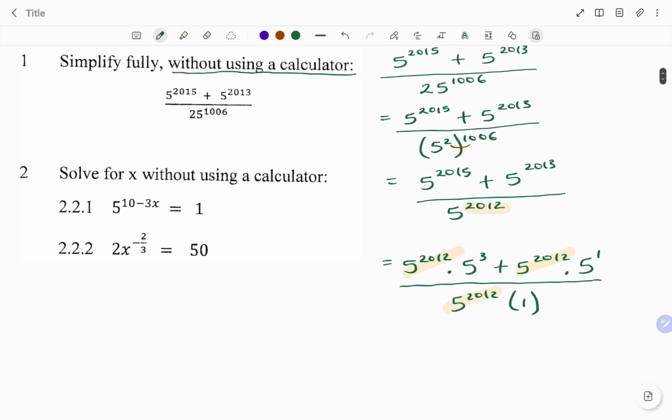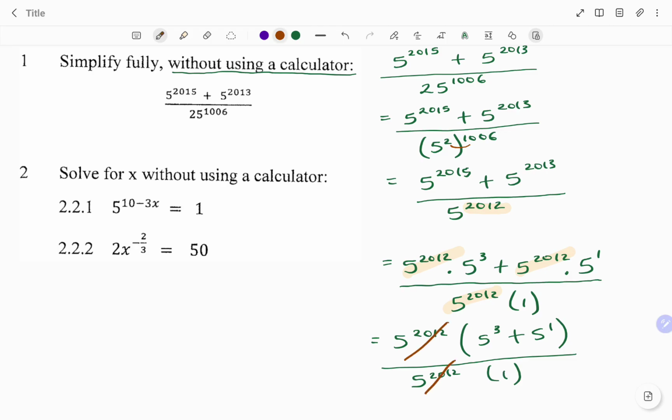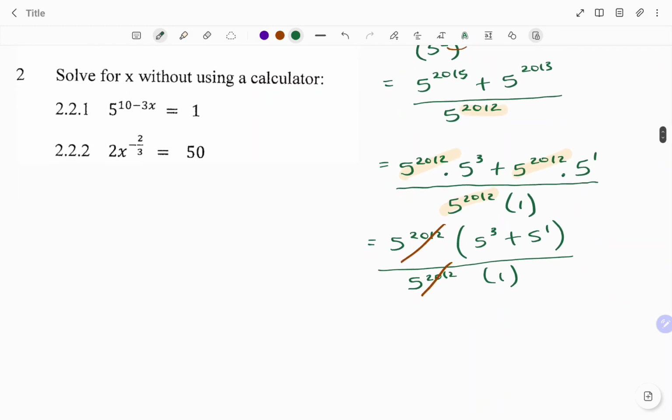So therefore I have 5 to the power of 2012 at the top. If I factor that out, I'm left with 5 to the power of 3 plus 5 to the power of 1. And then at the bottom, I have 5 to the power of 2012 times 1. So what happens is this cancels off. Then I'm left with 5 to the power of 3, that's 5 times 5 times 5, 125, plus 5 to the power of 1, that's 5, divided by 1. My final answer will be 130.